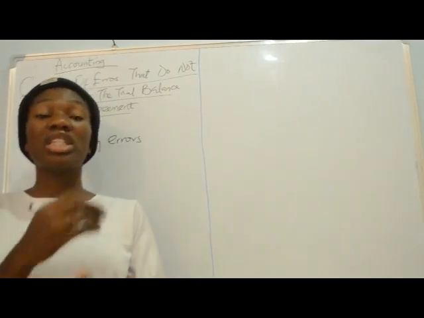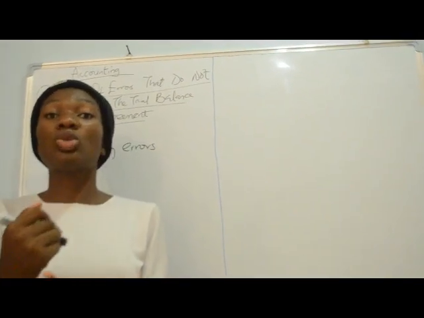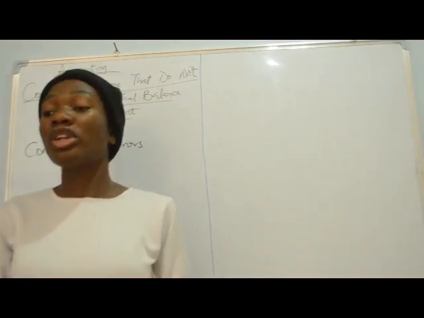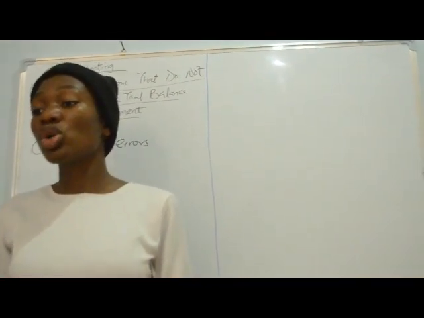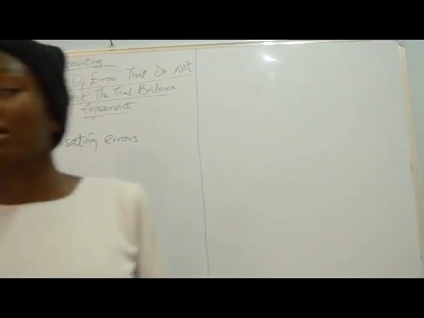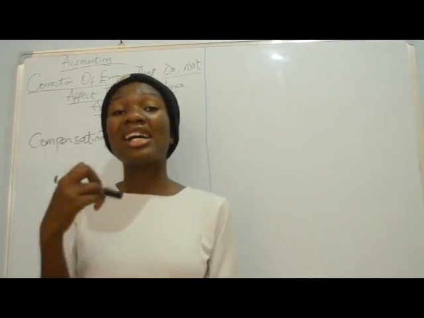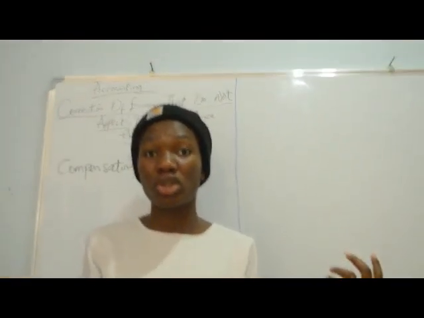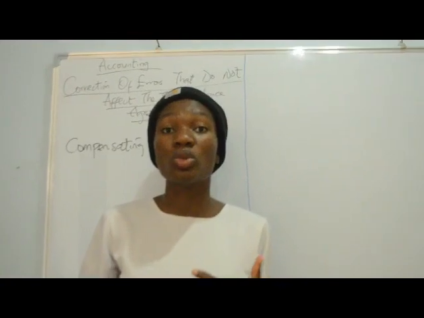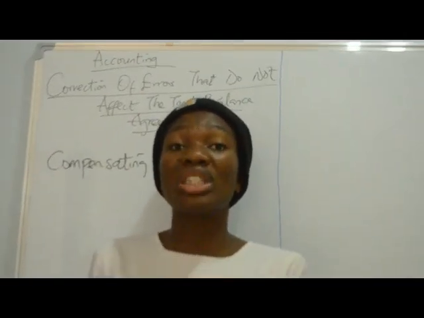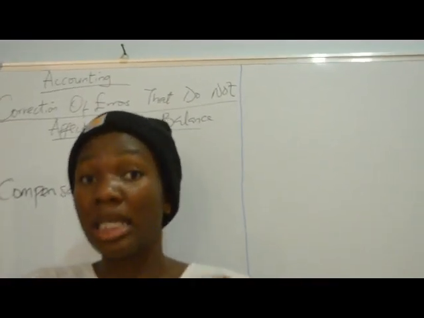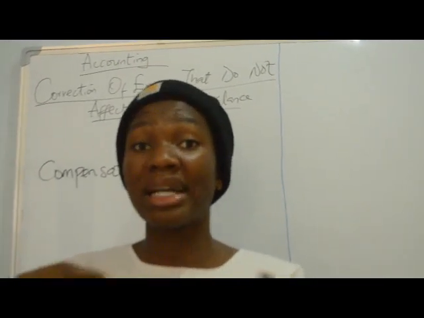So in this case, we'll be looking at two examples. The first example is where we have an undercast. For example, we have that sales account was undercast by 600 naira, and so was wages account. So this error compensates the balance of each other. Now we have that our sales, which is a credit item, was undercast by 600 naira, and at the same time wages, which is a debit item, was also undercast by the same amount.